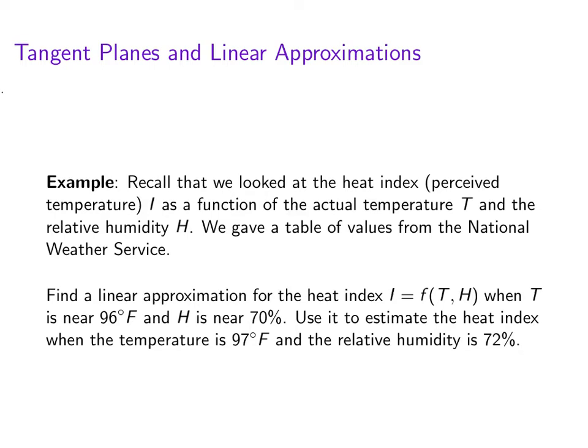And what I'd like to do now is find a linear approximation for the heat index when T is near 96 degrees and the humidity is near 70%. And let's use that linear approximation to estimate the heat index when the temperature is 97 degrees Fahrenheit and the relative humidity is 72%.